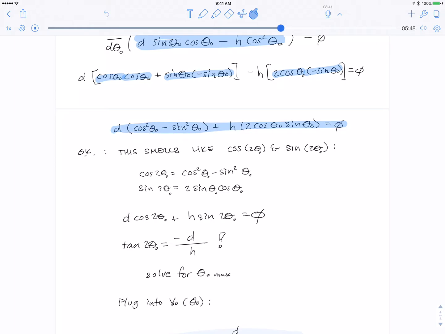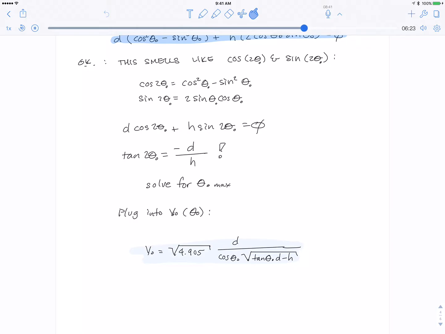But cos squared minus sine squared and 2 cos and sine are both functions of cos and sine of 2 theta, if you remember your double angle formulae. So cos 2 theta happens to be cos squared minus sine squared, and sine 2 theta is 2 cos sine, so right there. So it ends up being d times cos 2 theta plus h times sine 2 theta equals 0. We can easily solve for that.